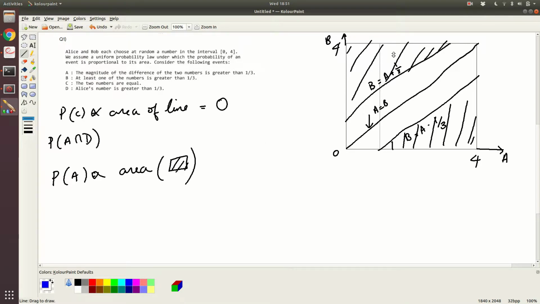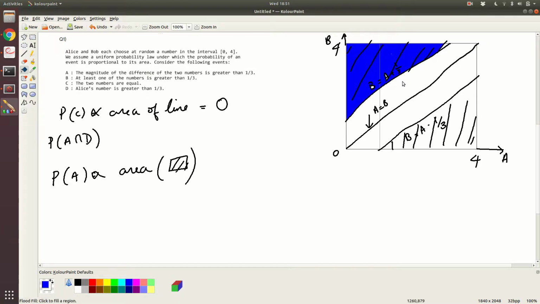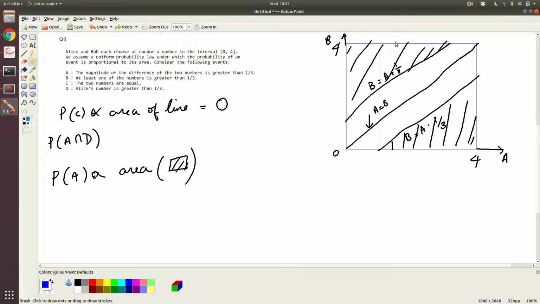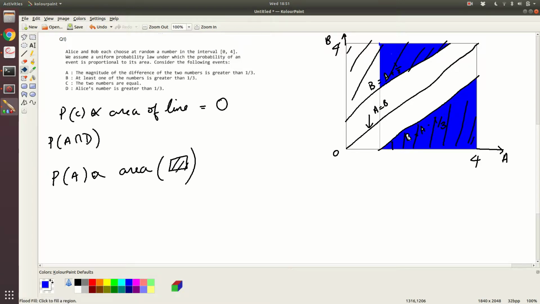So the area of A intersection D is going to be this. Sorry, I need to draw this a little properly, otherwise it will shade everything. So this area and this area. Okay, so the blue area is P of A intersection D, which is proportional to the area in blue.